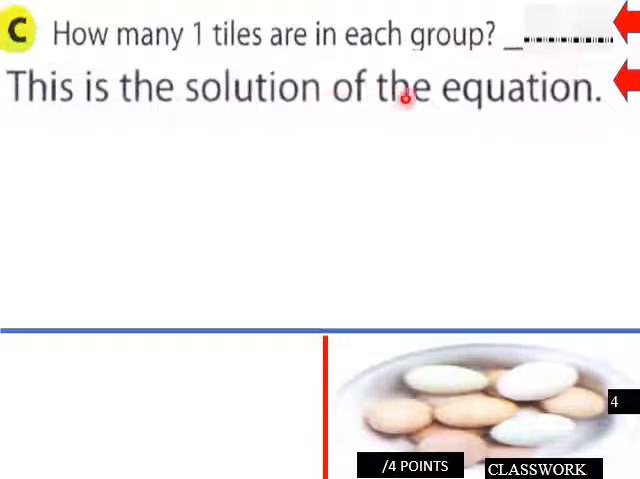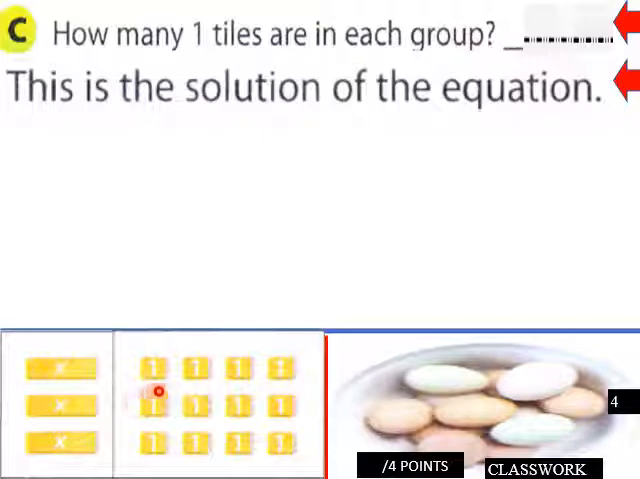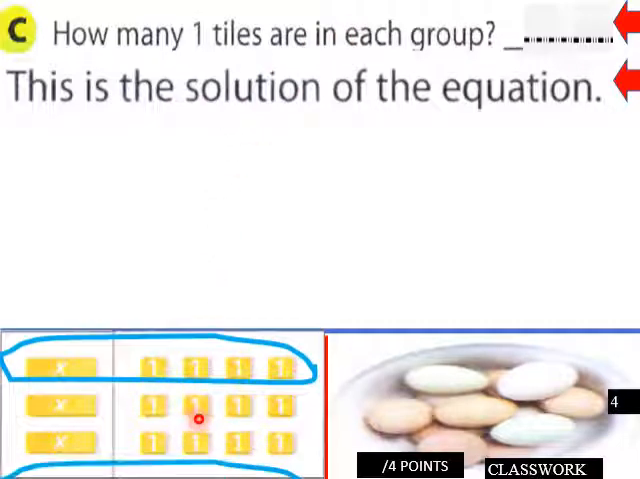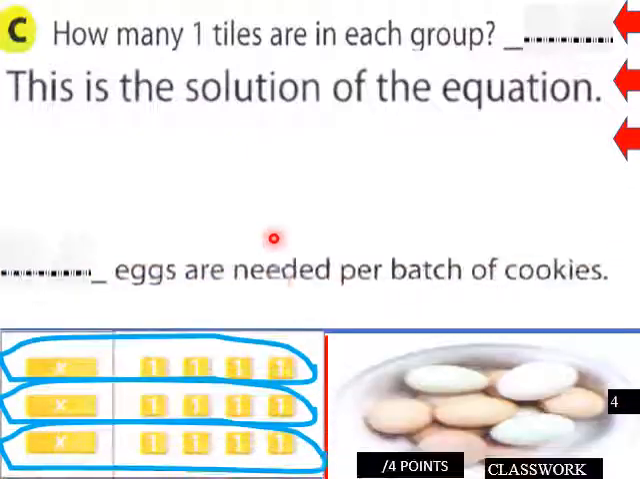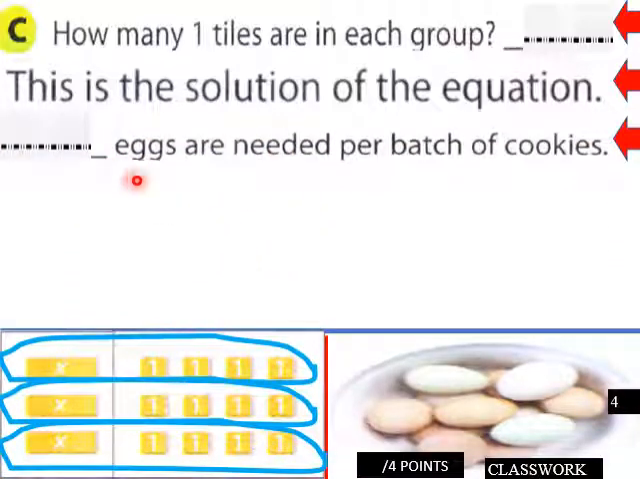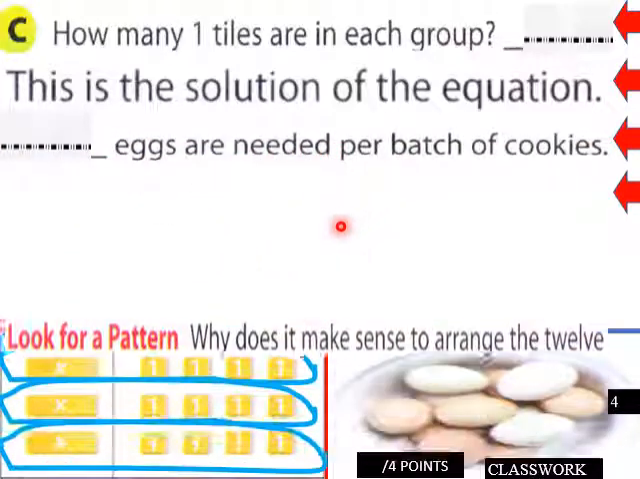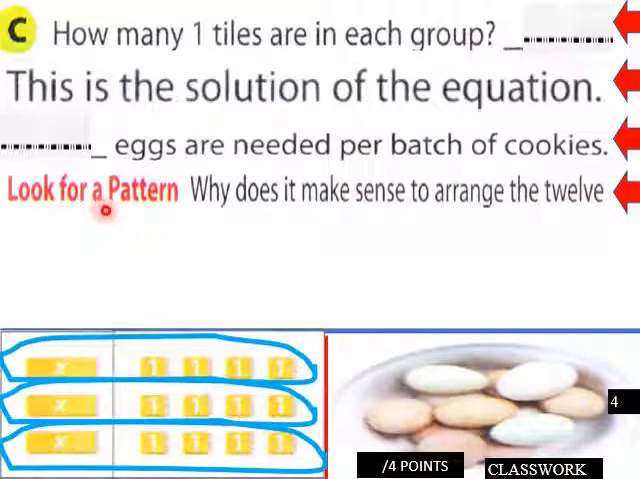This would be the solution of the equation. So here again are our 3x's. Here's our 12 tiles. 3x equals 12. How many 1 tiles are in each group? Remember, we divided them up into 3 groups. So how many 1 tiles are in each group here? 1, 2, 3, 4. So 4 eggs are needed per batch of cookies. We did the division. Look for a pattern.